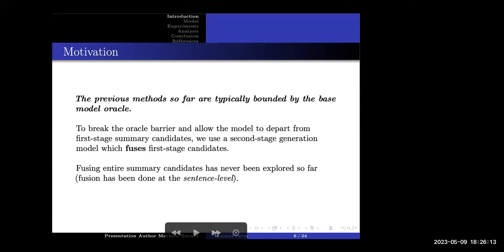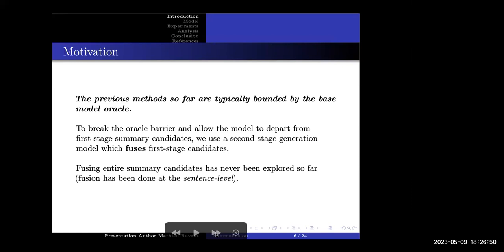Because the thing is, the previous methods, like the re-ranking ones, are typically bounded by the base model oracle, right? Let's assume you have access to 10 summary candidates, and you try to train a re-ranker to select the best out of them. Even if your re-ranker is perfect, what would happen is that you would select the best candidate, but that's it. You're not going to go further than this, right? So what if that best candidate was not even good in the first place? That's a bit of the issue with re-ranking. That's what we call the oracle barrier, and we want to break this.